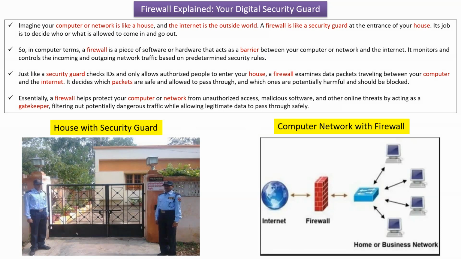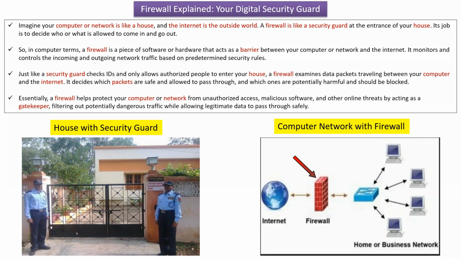So in computer terms, a firewall is a piece of software or hardware that acts as a barrier between your computer or network and the internet. A firewall monitors and controls the incoming and outgoing network traffic based on predetermined security rules. Just like a security guard checks the IDs and only allows authorized people to enter your house, like that, a firewall examines data packets traveling between your computer and the internet.